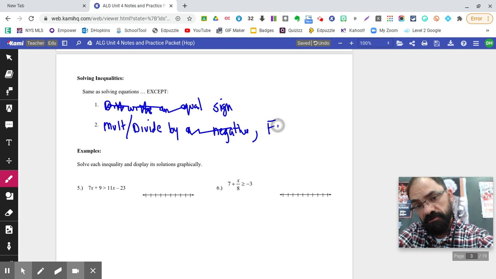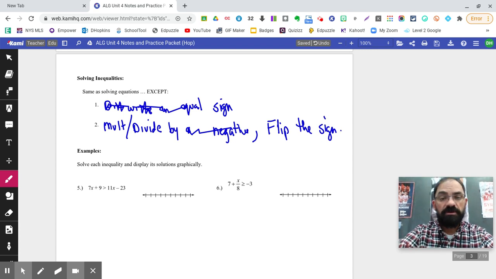So multiply or divide by a negative, flip the sign. Okay, sorry about that penmanship, but as long as you're listening, you will understand. So let's go ahead and solve these inequalities. Again, we solve them the same way as equations.